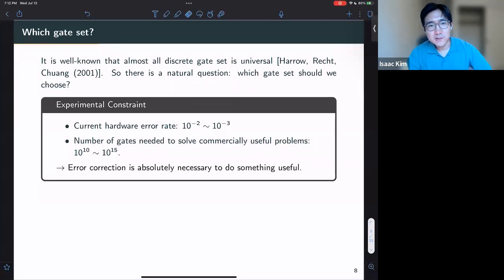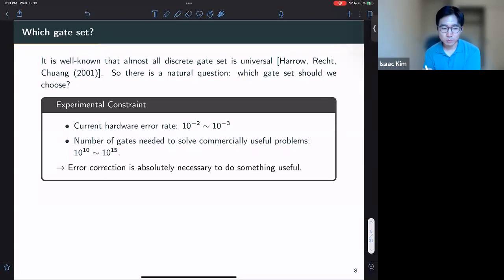Now, one way to answer that question is that you can choose any discrete gate set. What Harrow, Recht and Chuang showed in 2001 is that if you choose any discrete gate set, then with high probability, that gate set will be universal, with probability 1 essentially. So in some sense, if you only care about universality, then you can just pick random gates and that's the end of the story.